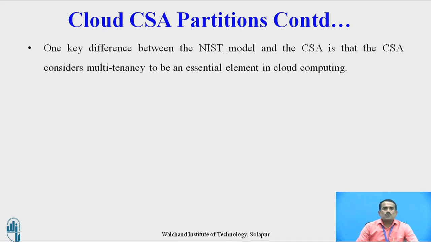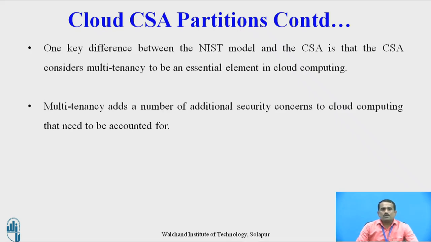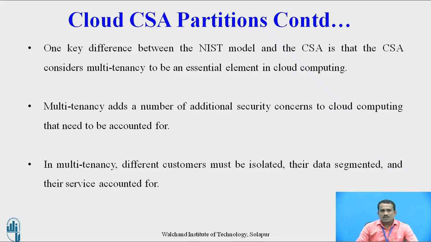One key difference between the NIST model and the CSA is that the CSA considers multi-tenancy to be an essential element in cloud computing. Based on the type of services and deployment models, we have to identify how multi-tenancy applies. Multi-tenancy adds a number of additional security concerns to cloud computing that need to be accounted for. In multi-tenancy, different customers must be isolated, their data segmented, and their services accounted for, for storing the data and maintaining the security, and for partitioning purposes also.